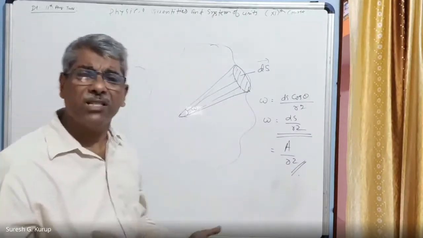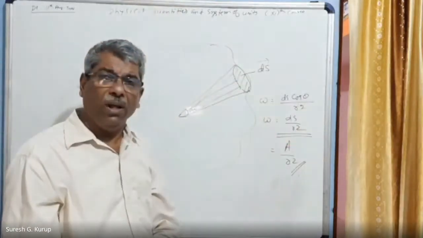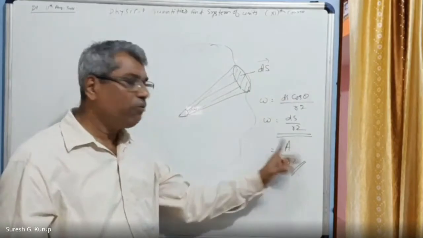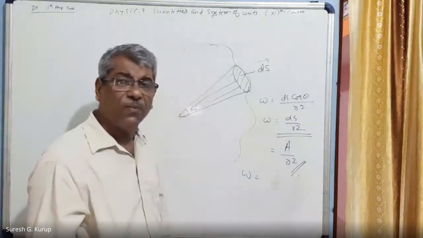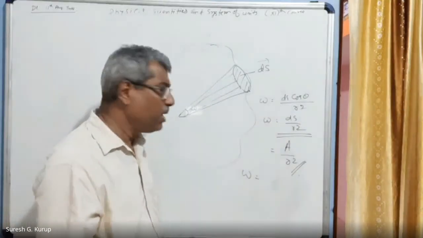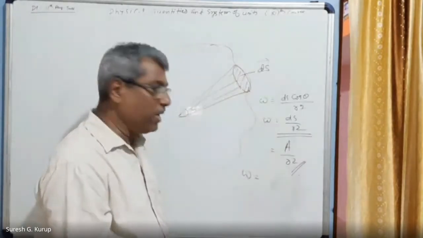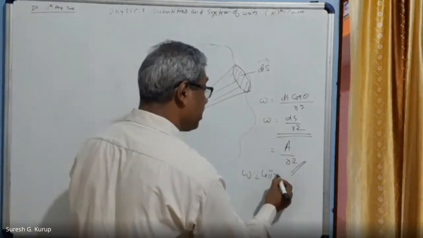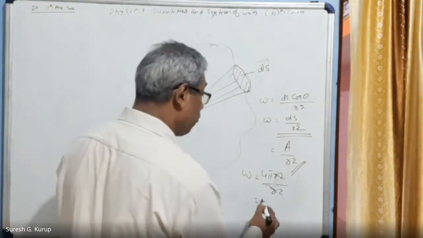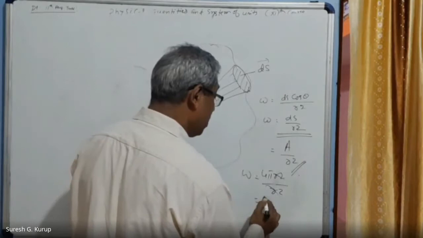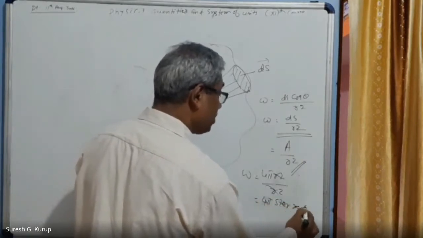Closed means spherical, you take a sphere, right? The sphere as a whole has an area equal to 4 pi r square. In that sense, for a spherical body, a closed surface, what is the solid angle subtended at the center? The area of the whole surface is 4 pi r square, everybody knows that, divided by r square. R square cancelled, it is equal to 4 pi steradians.